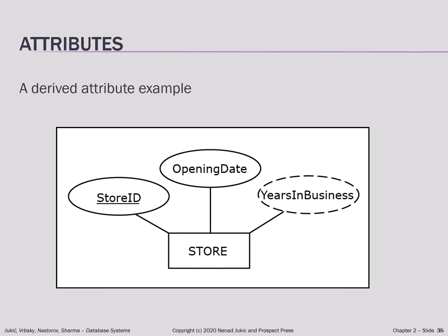It's important to notice that you always choose to depict a derived attribute if it's derivable, if you have information to derive it from. Of course, if you don't have information to derive the attribute from, then you have to store it. You have to type it in.